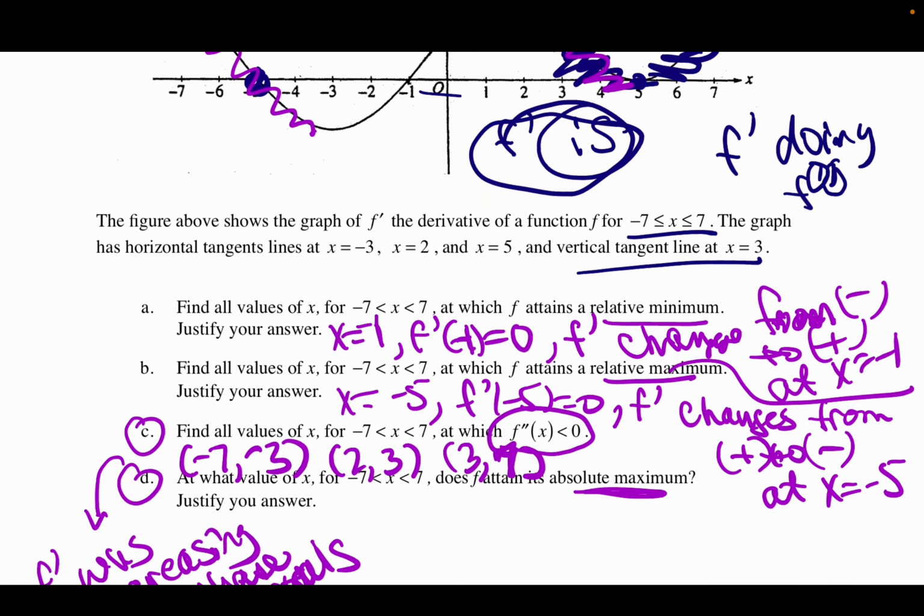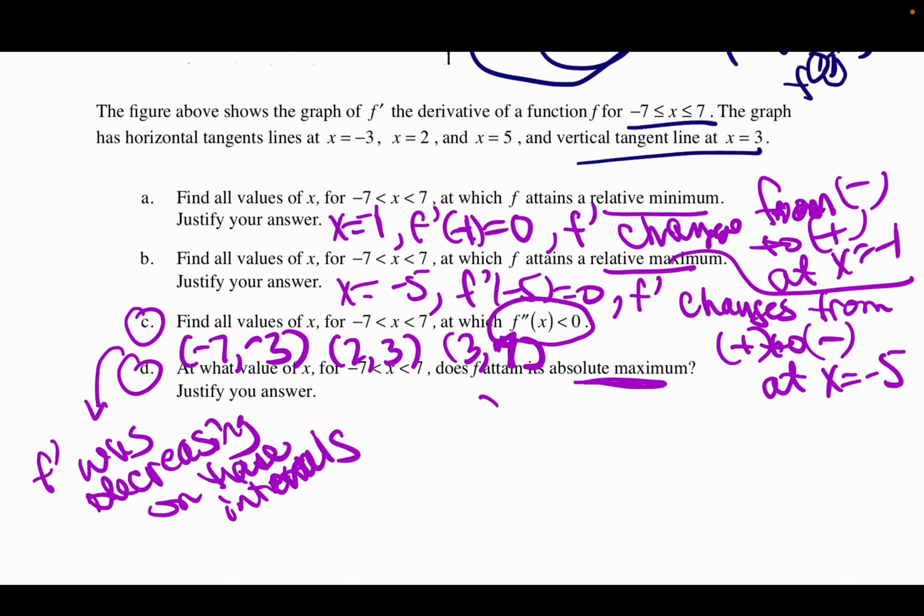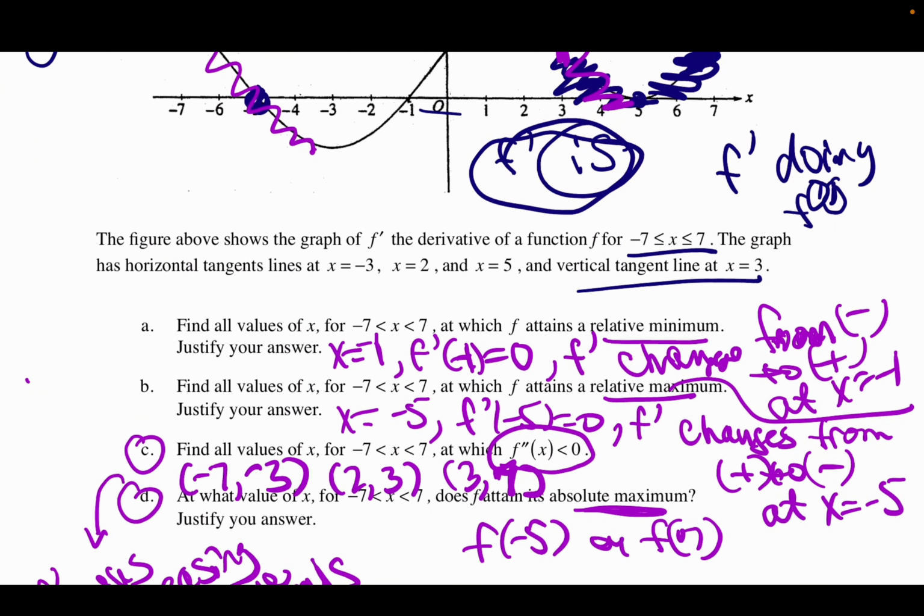So the question is, which one's bigger? It could be at -5, or it could be at the end at 7. You always consider your endpoints. Again, this graph went up, down, up, up, but we don't know how far up it went.